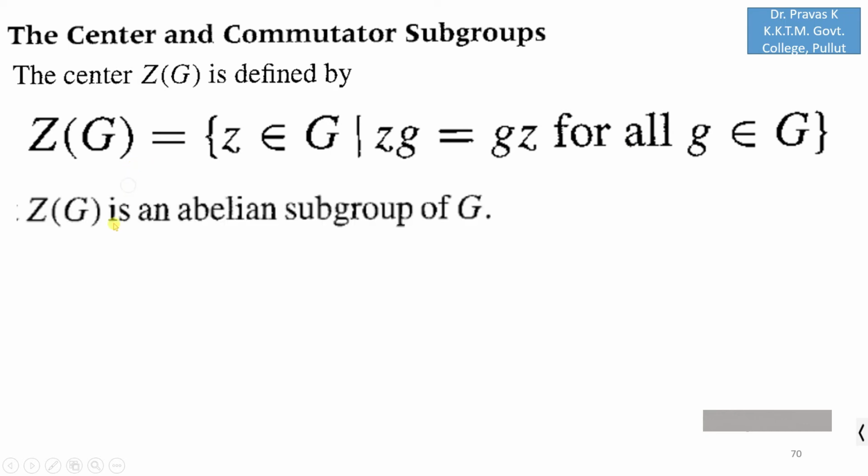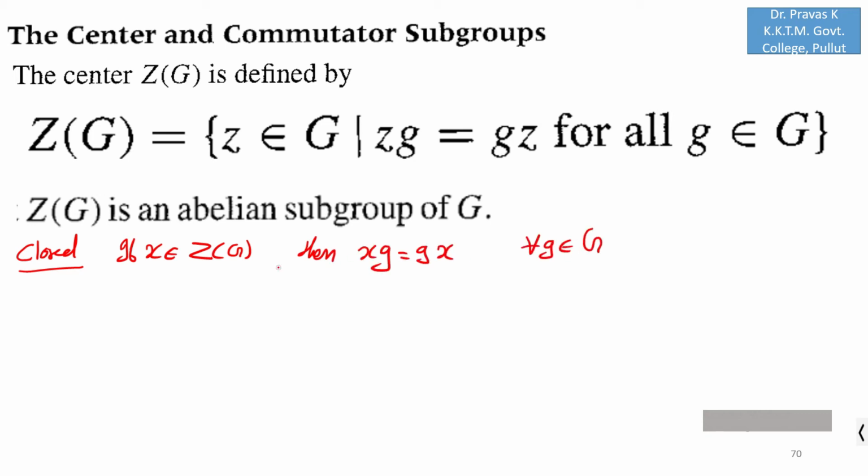So it is clear that Z of G is an abelian subgroup of G, for which you can prove the different properties required. That is, you can prove that it is closed, for which you can start with an x in the center Z of G. Then you have xg is equal to gx for every g. And if y is an element in the center, then y commutes with all other elements.